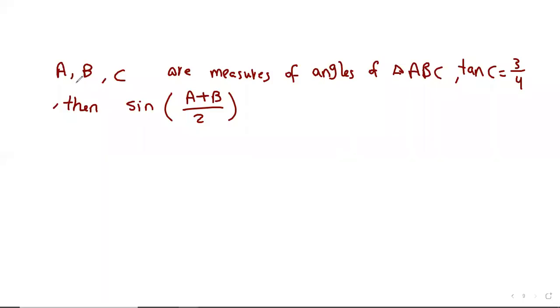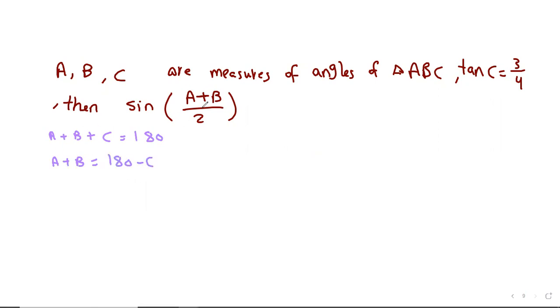If A, B, C are measures of angles of triangle ABC, and we are given that tan C is 3 over 4, and the required is to find sine (A plus B) over 2. Because ABC is a triangle, the sum of the angles is equal to 180. So angle A plus B equals 180 minus C.